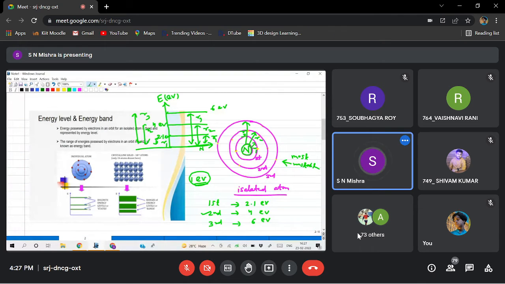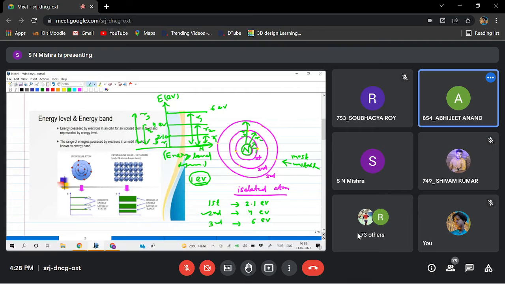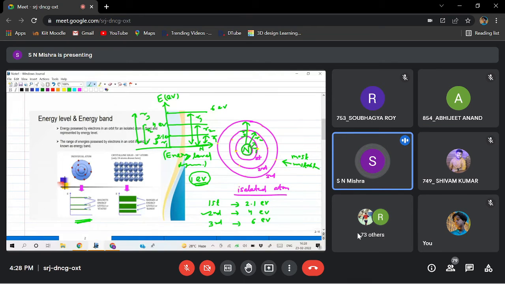They are not stable. So this energy level diagram, the diagram I have drawn here, is called the energy level diagram. Is it understood by all? Yes, sir. So you can see this is the energy level diagram I have shown here. This is the individual atom, and this is the energy level diagram.